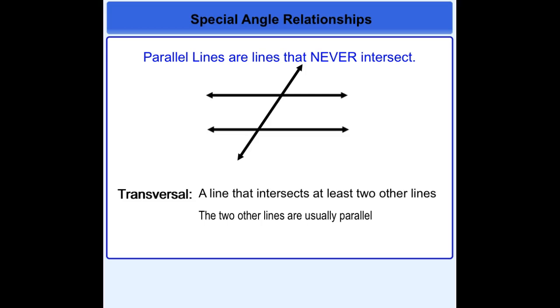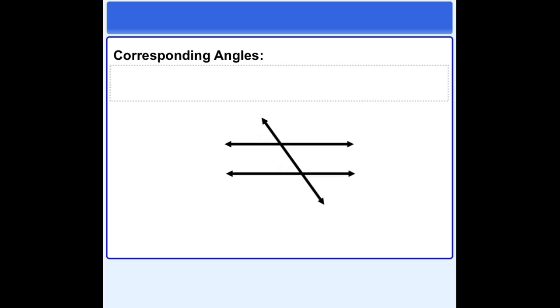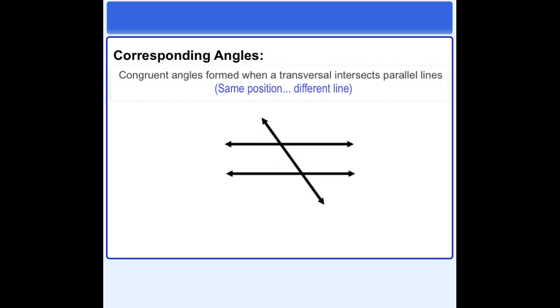And for 7th and 8th grade purposes, our two lines will be parallel. They're usually parallel in the 7th and 8th grade, but they do not need to be parallel. So please keep that in mind as well. Corresponding angles are the angles that are formed when that transversal cuts. This is one of the special relationships that you're going to see. A and C are corresponding angles.